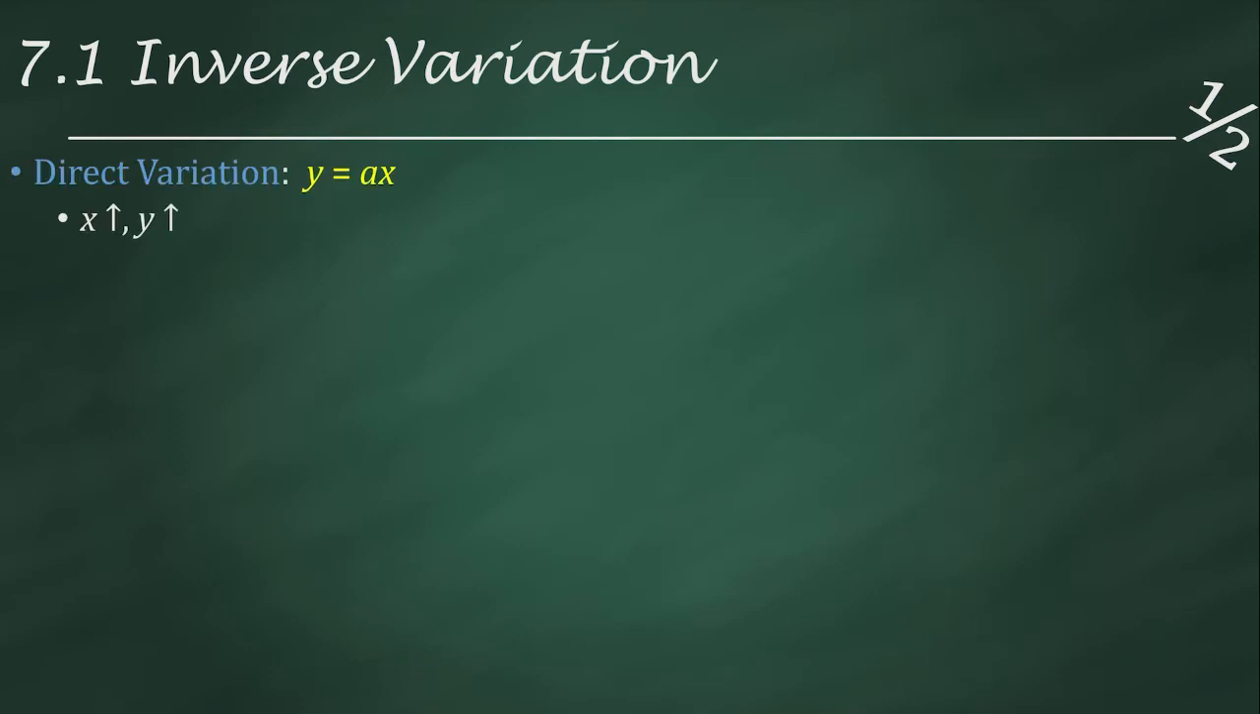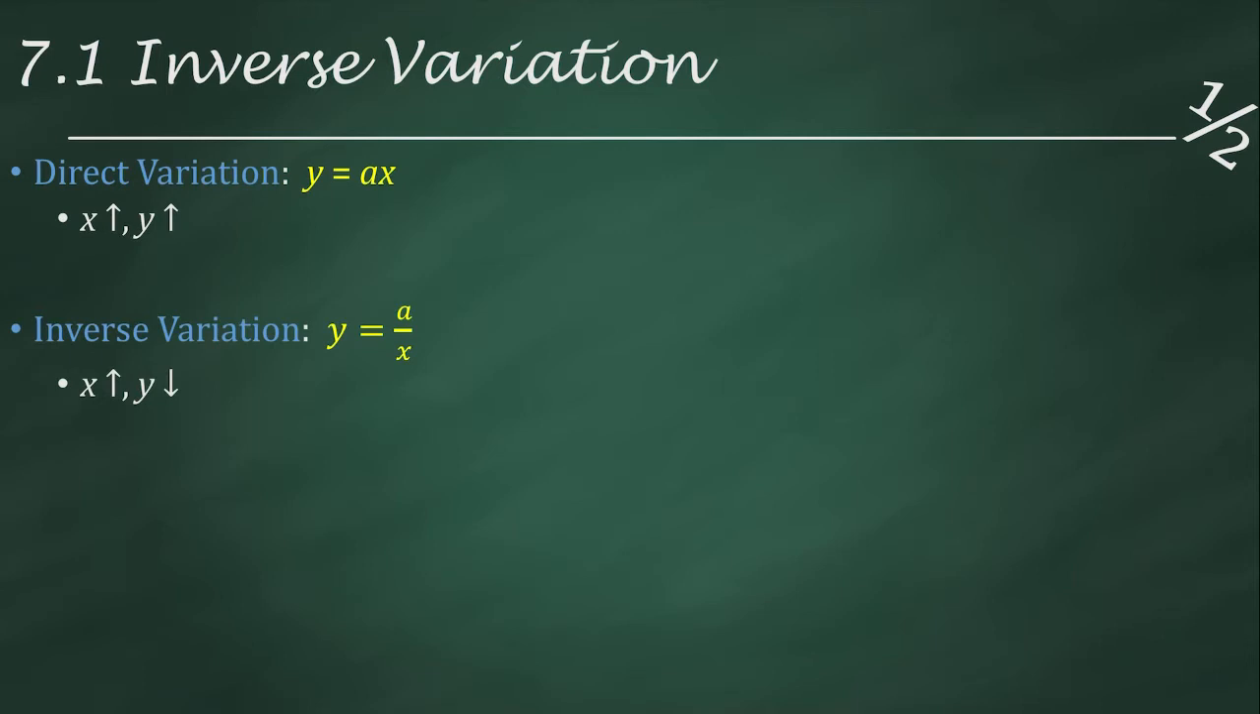There are two types of variation we'll be looking at. One we've already looked at is direct variation, y equals ax. It's called direct variation because when x changes, y changes the same way. So if x increases, y increases.